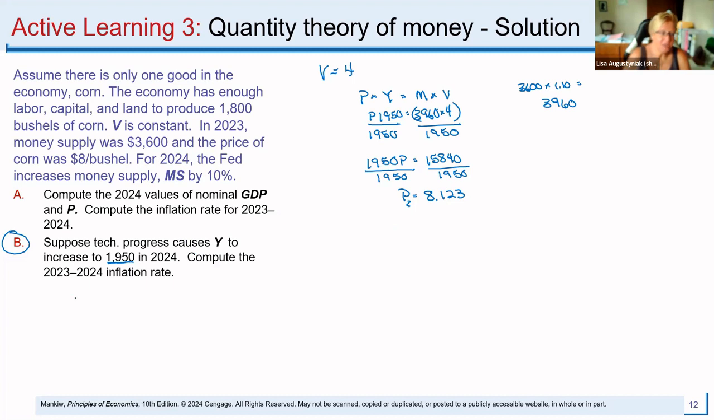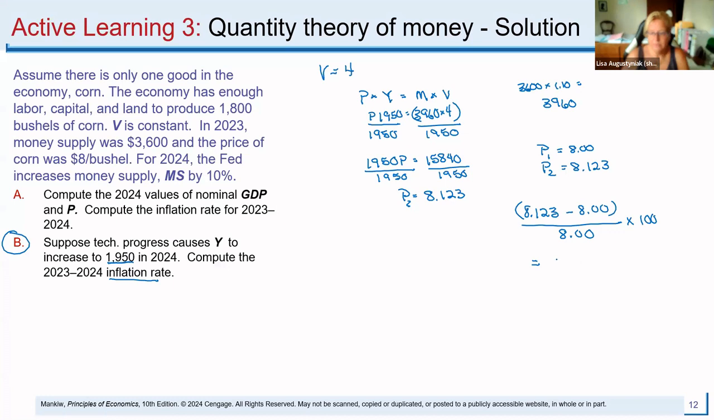Now, what they are asking us then is to compute the inflation rate. What's the change in the price level? We started at P1 of $8. The price level increased to $8.12. So we're going to, again, use that percent change formula, times 100, is going to equal, and I ended up with 1.54%.